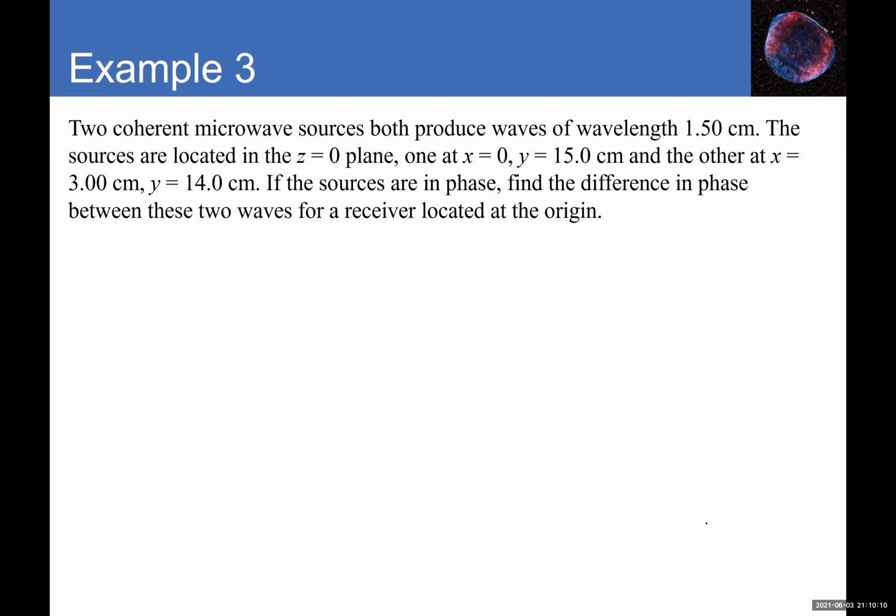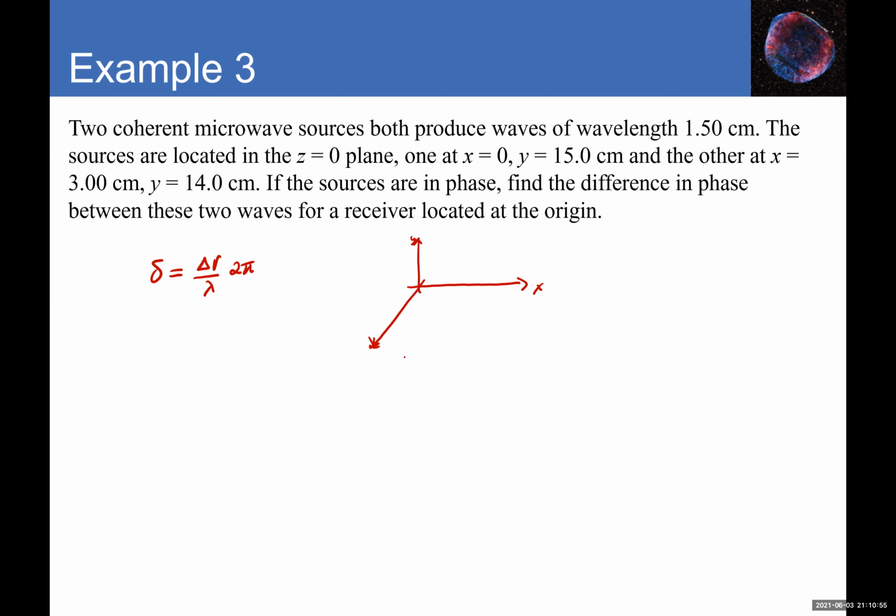Since we are told that they are in phase, delta will be equal to delta R over lambda times 2 pi. So that will be the difference in phase, and it depends on the path difference according to this equation. Now the path difference is the difference in the distance that one wave has to travel compared to the other one, right?